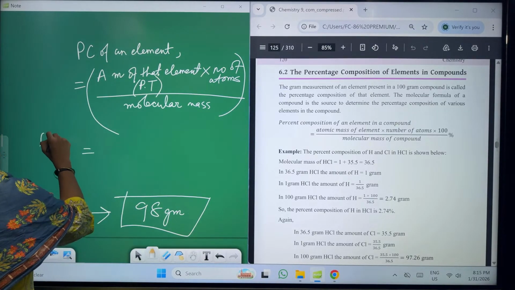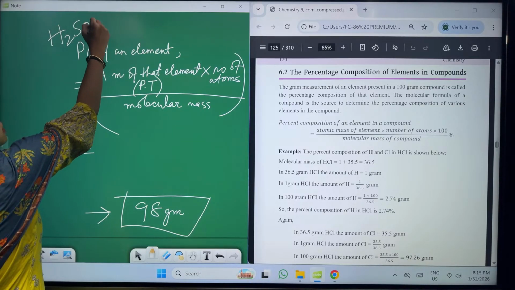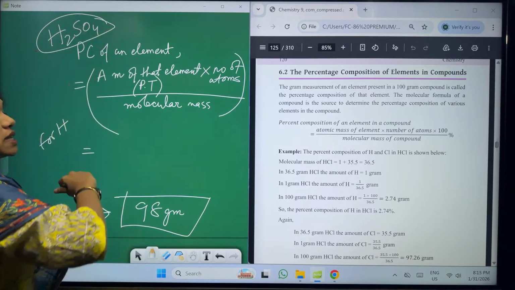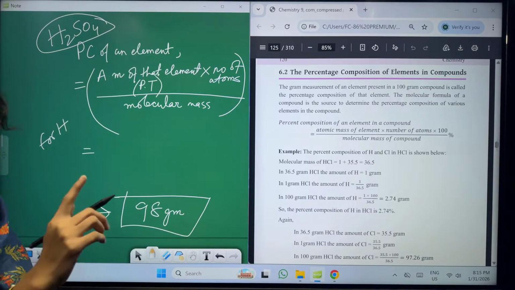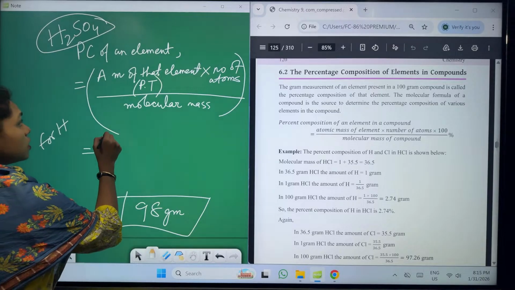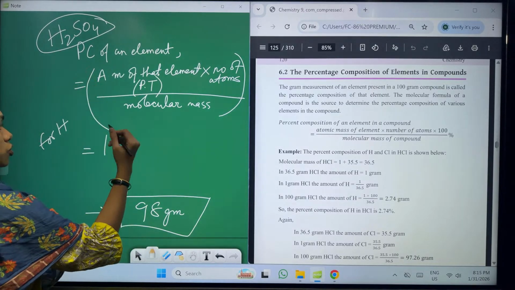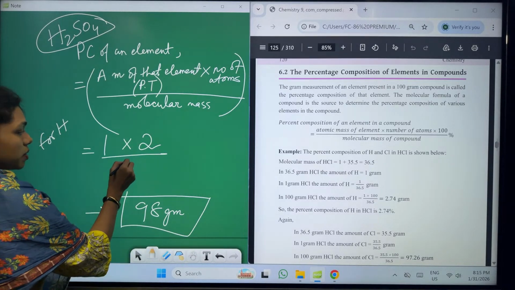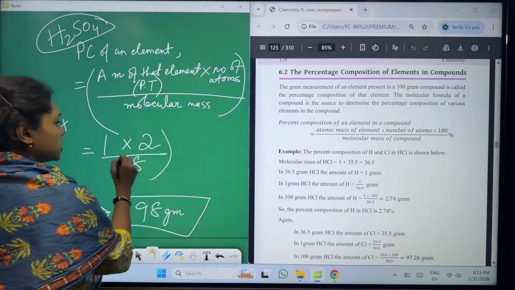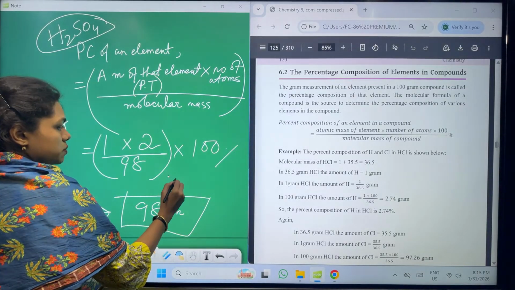So for hydrogen, this is my molecular formula of H2SO4, right? So for hydrogen, what is the mass of 1 mole of hydrogen atoms that we derive from the periodic table? It's 1 gram, right? Into how many hydrogen atoms are there in the compound? 2. Divided by the total molecular mass, 98. And the whole thing must be multiplied with 100.